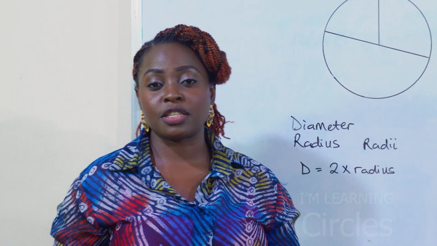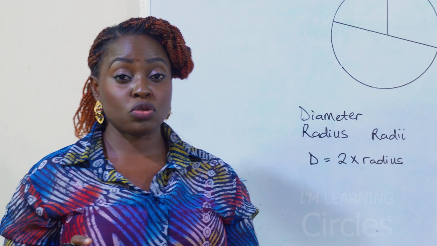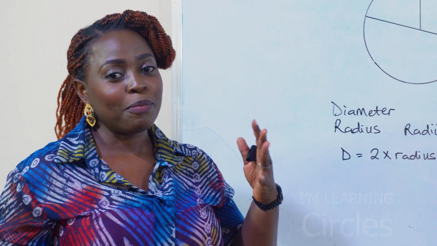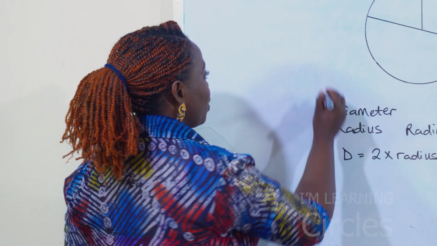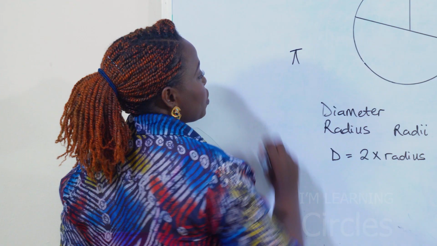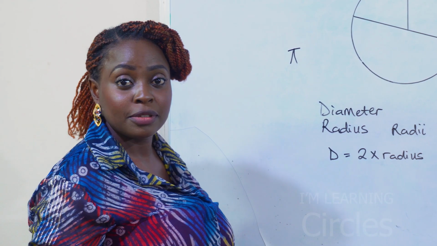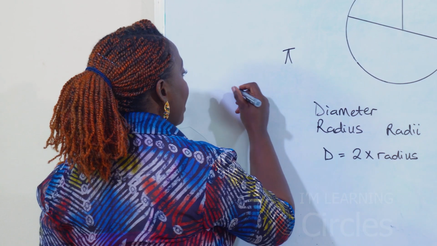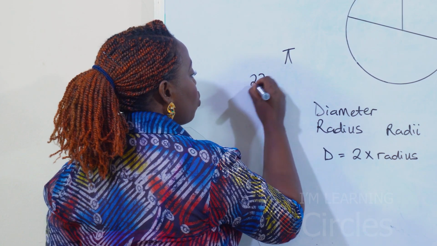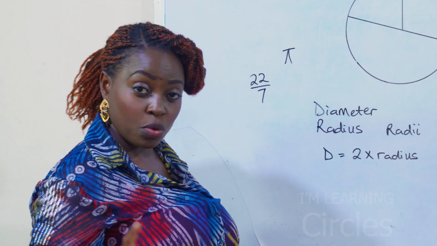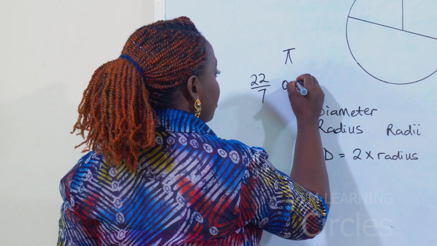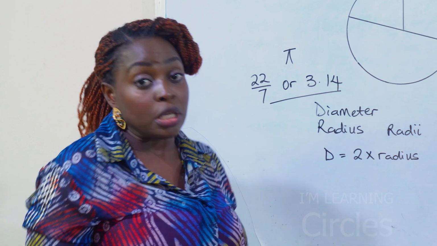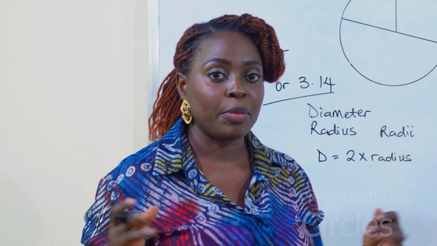Now, the third thing that is important to know before you solve circumference or area of a circle is what we call pi. Pi is a very beautiful shape in math, usually represented by that sign. And pi generally has 2 values. You can take pi to be either 22 over 7, that's the first one, or 3.14. These are the 2 values generally used to represent pi.